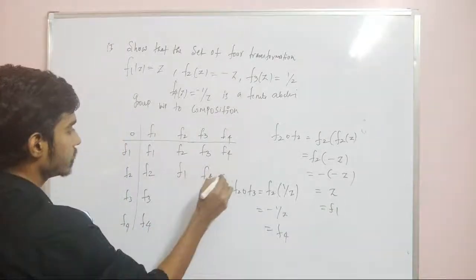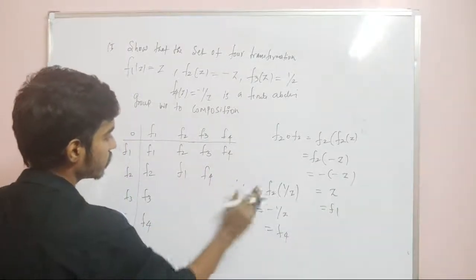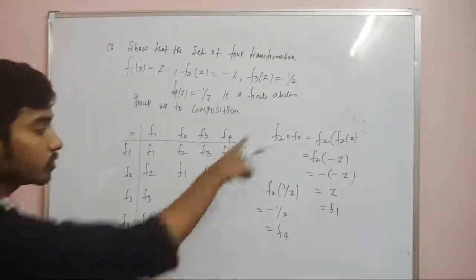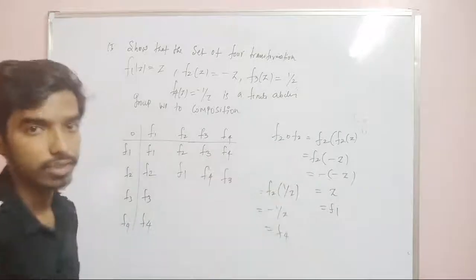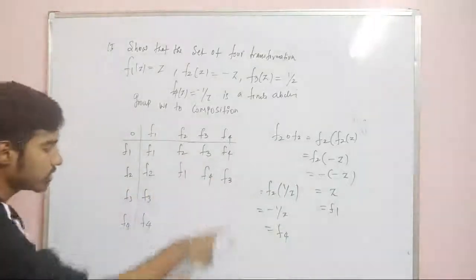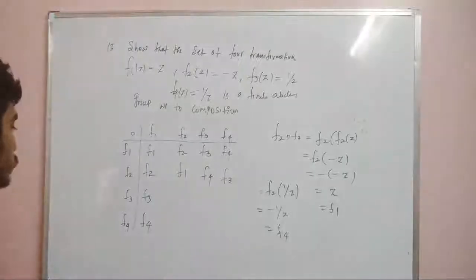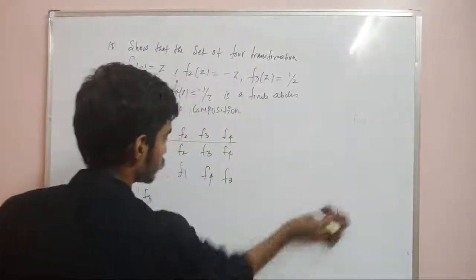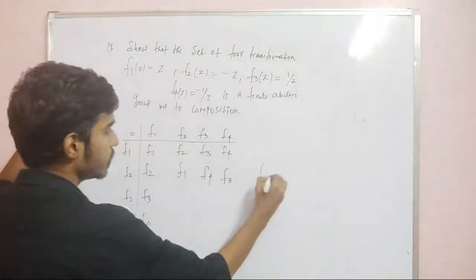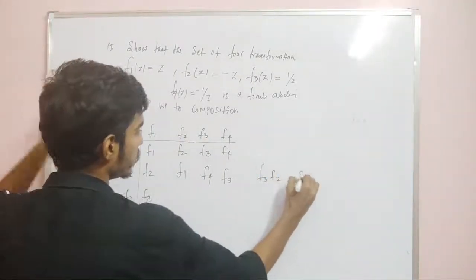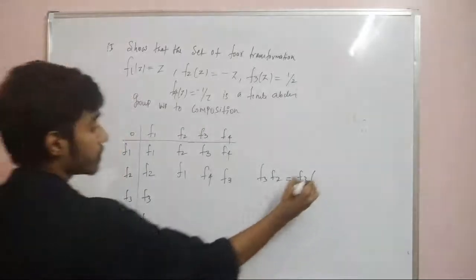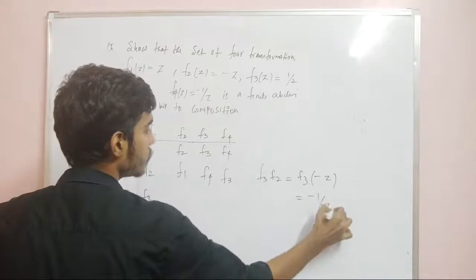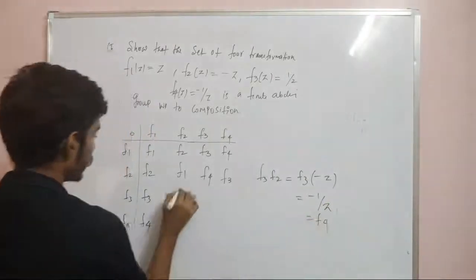So you can see the only element left is f3. So you can close your eyes and write the element f3. And the important thing is you need to show all the calculations in the exam, right? So you need to show all 16 calculations. So f3 composite f2. So f3 of f2 is minus z. So in f3 you have to replace z by minus z. So it will be minus 1 by z, which is f4.